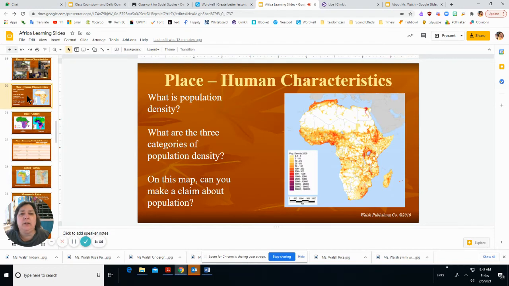When we talk about human characteristics, we also talk about population. And when I look at this population map of Africa, I can see where my urban areas are, where my suburban areas are, and where my rural areas are. I really can see right here, and we should know already from watching this video why there are no people living in this area. What do you think? It's because this is all desert. This is not fit for people to live in, so we don't have population there.